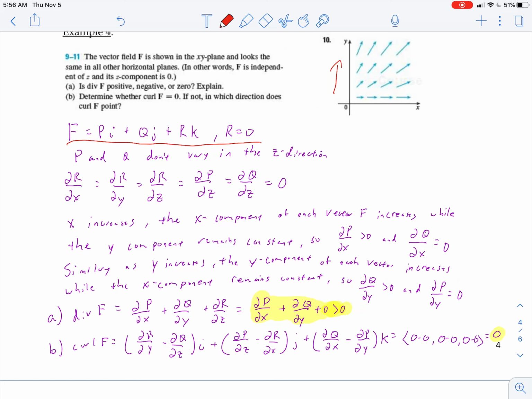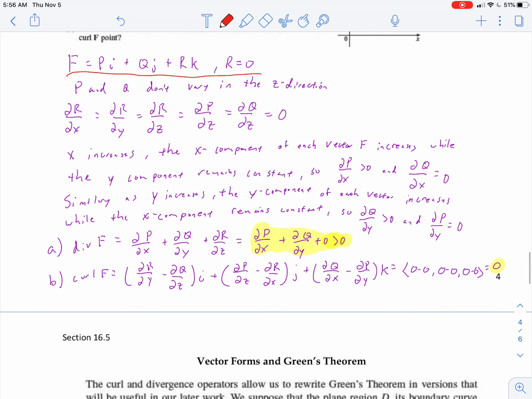And so when we do that, then we can just use our formulas. Using all of our values and plugging into our formulas, the divergence of F is going to be positive. How do we know that it's going to be positive? Because here's our divergence equation, and we know that these two values are both greater than 0, and we know that that value is 0. So we know that our divergence of F is positive.